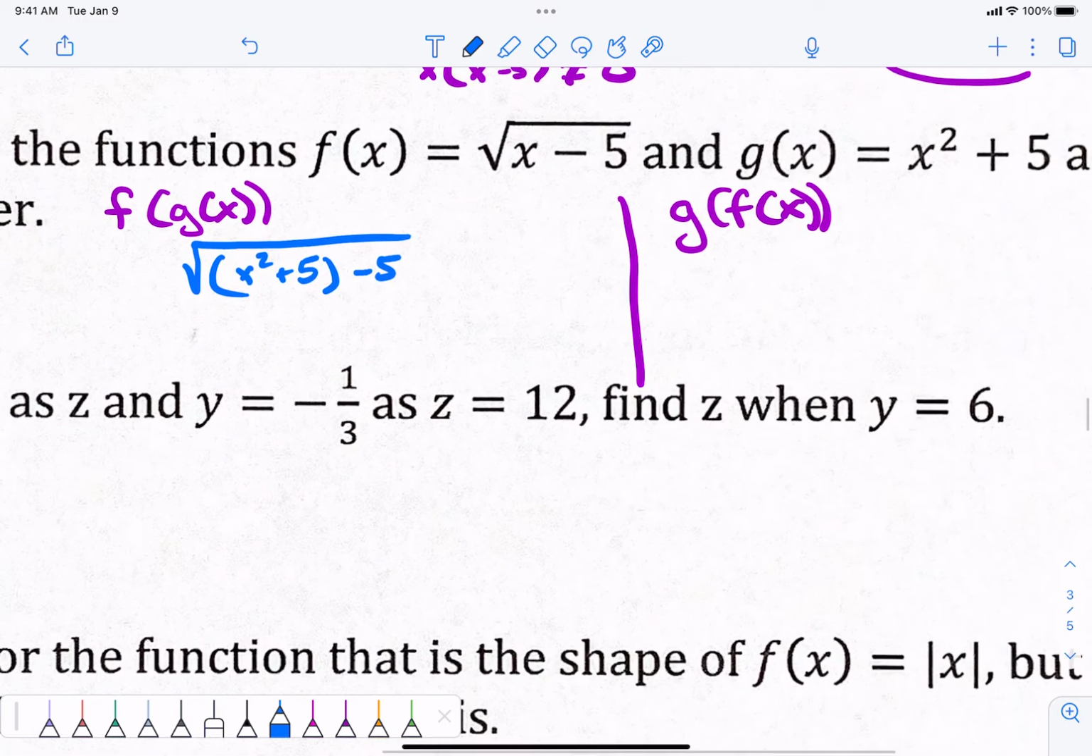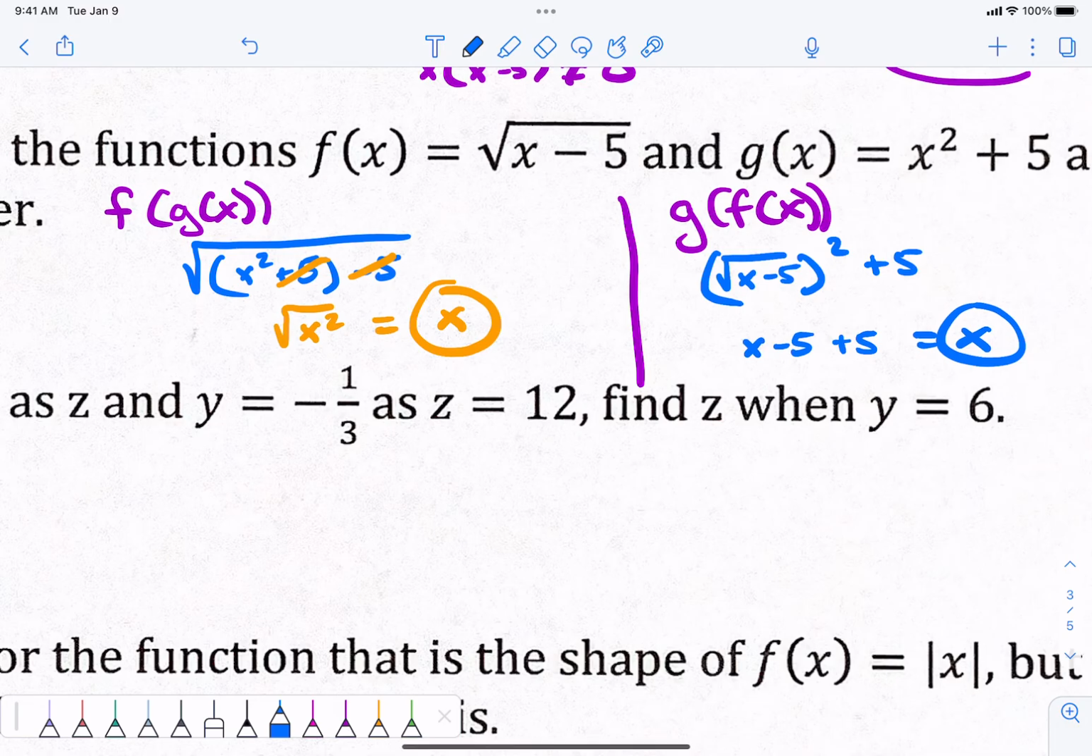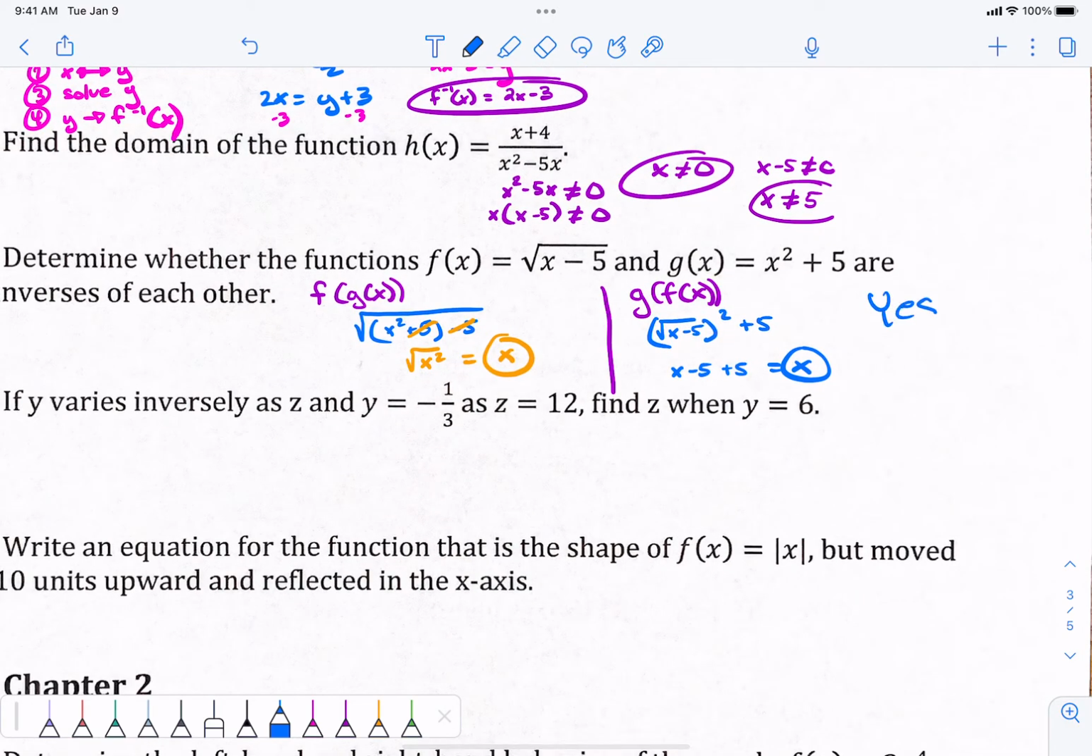Okay, x squared plus 5, minus 5. So 5 and 5 cancel out, so it's the square root of x squared, which is x. Okay, the other one: we have x squared plus 5, but inside there we're putting the square root of x minus 5. And that just is x minus 5 plus 5, which is x. So are they inverses? Yes, inverses. Okay.